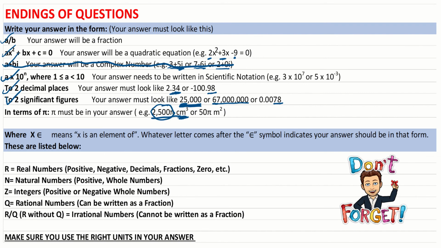So if they asked you to a few decimal places, absolutely you would put 2,500 times pi into your calculator and get your answer out. But in this case, they don't want that.